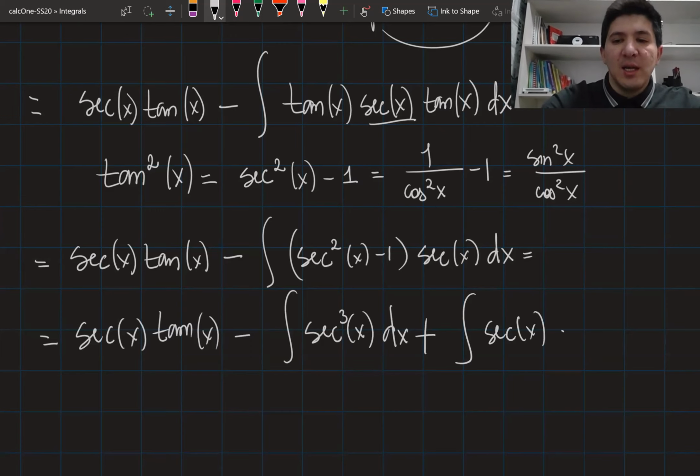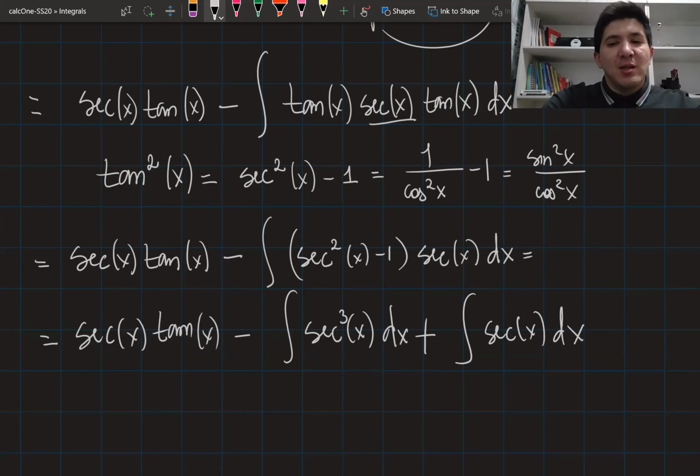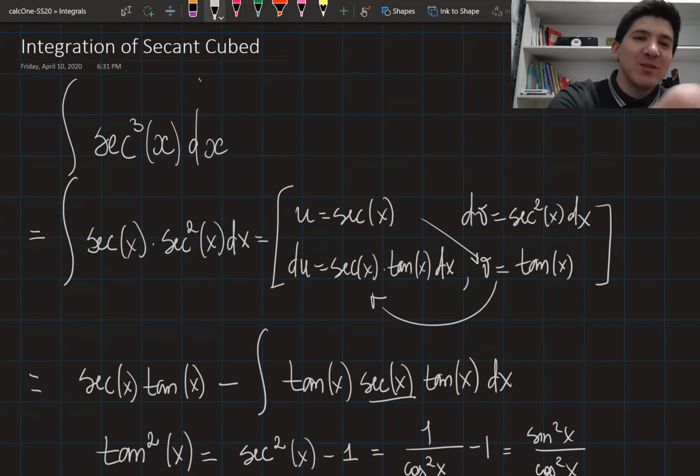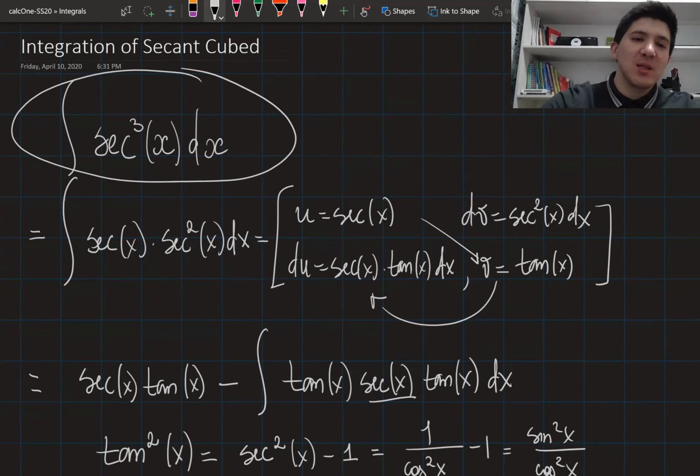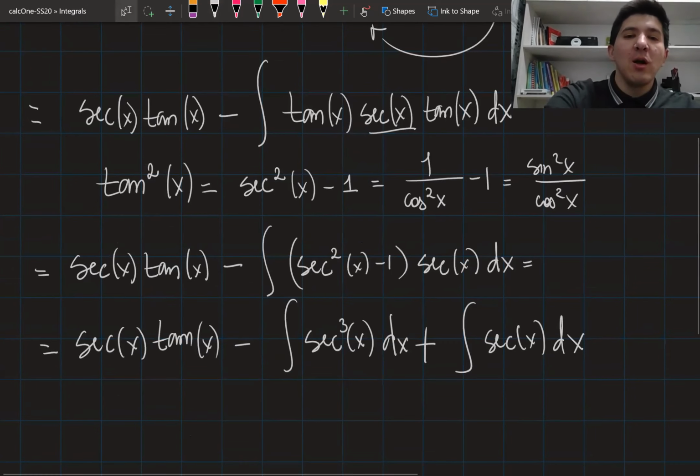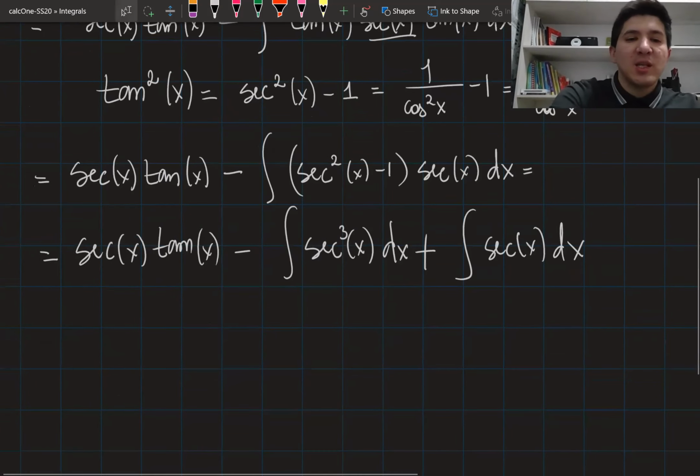At the first glance, you might think that we are stuck because we've got two more integrations which were even more difficult for us to integrate. But let's remember what we have started with. So we started with this integration. The integration of the secant cube is equal to all of these terms, right?